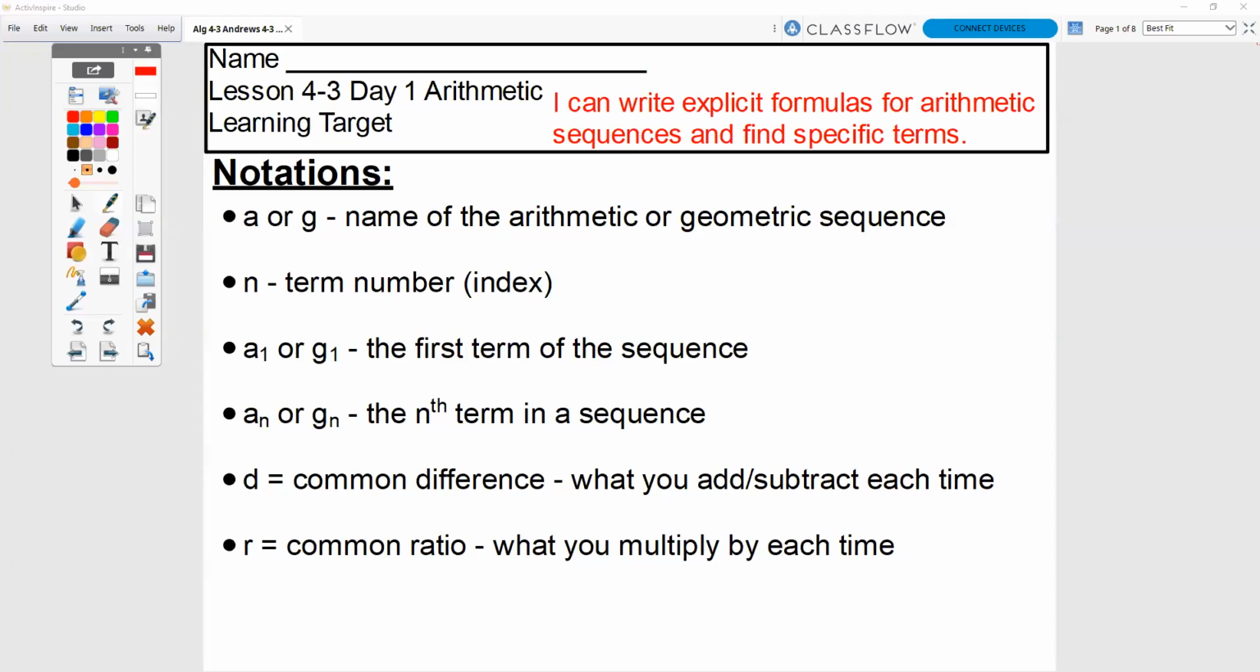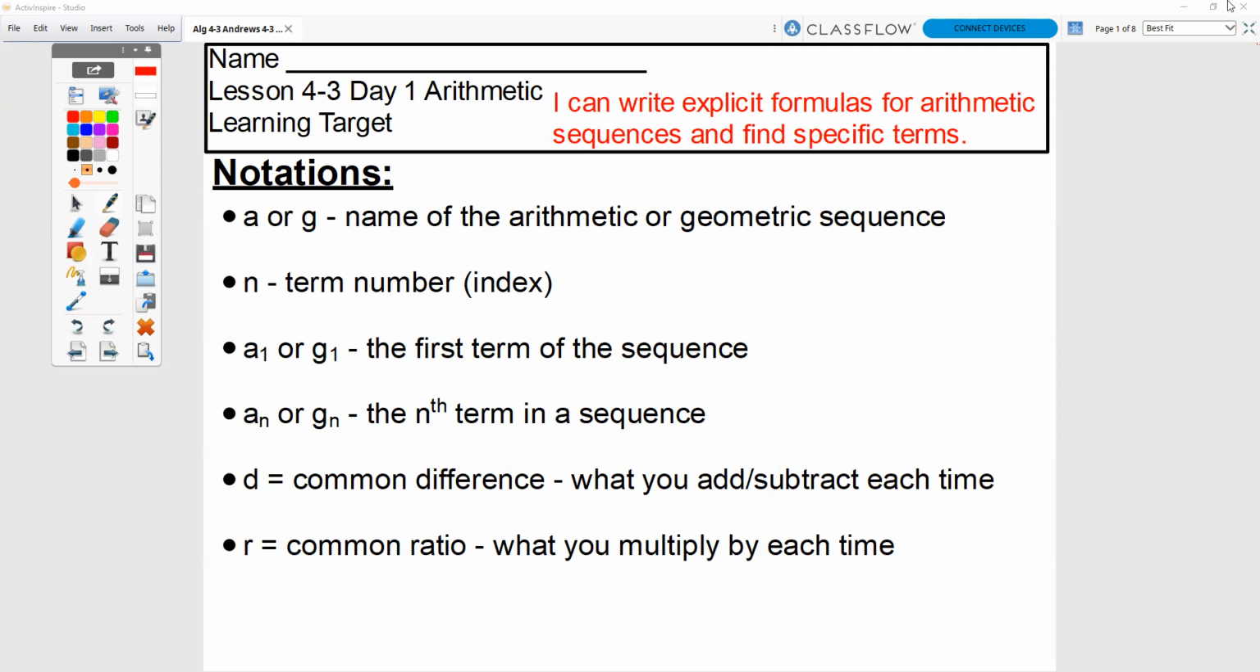This is the lesson for Algebra for Section 4-3, Day 1, Arithmetic Sequences. Today we'll be looking at arithmetic sequences, which are adding or subtracting by the same number each time. Tomorrow for Day 2, we'll be looking at geometric sequences that will be multiplying by the same number each time. I put in some vocabulary words, some terms here that you need to know for both of them, and we'll take a look at them.